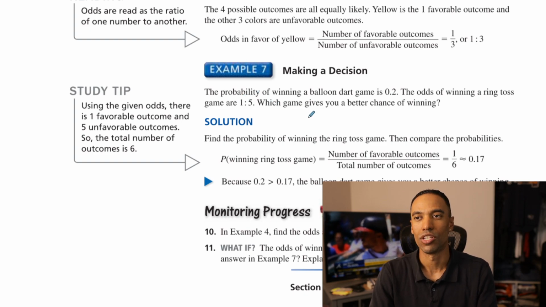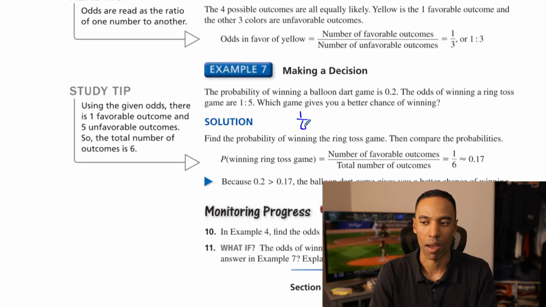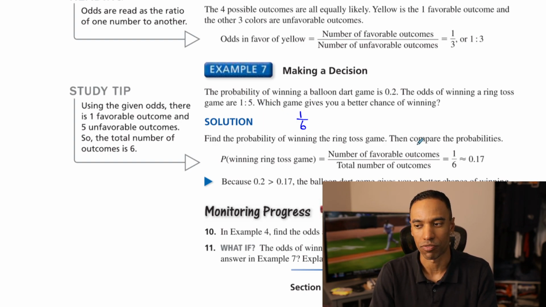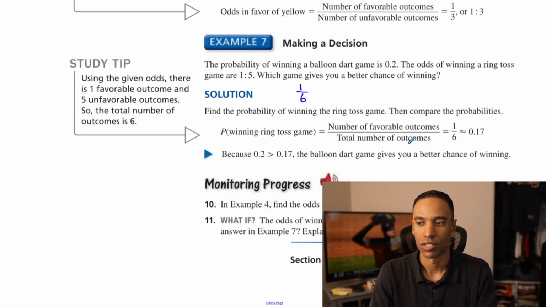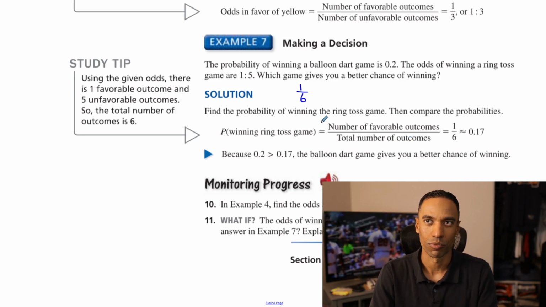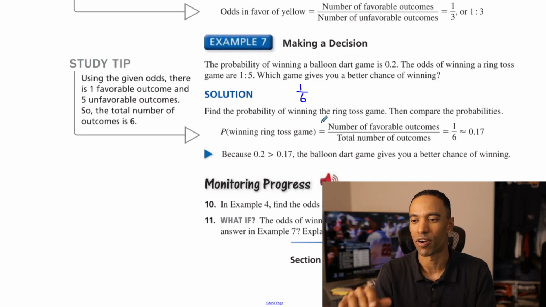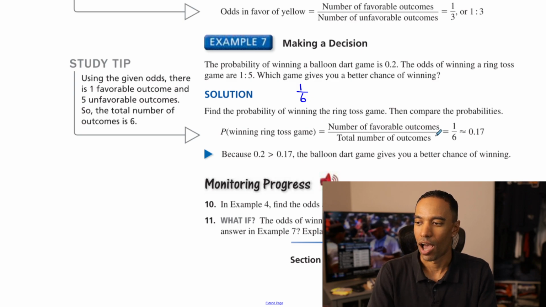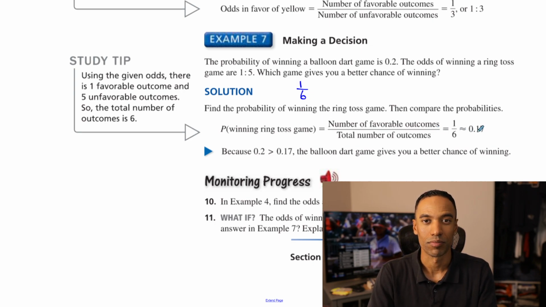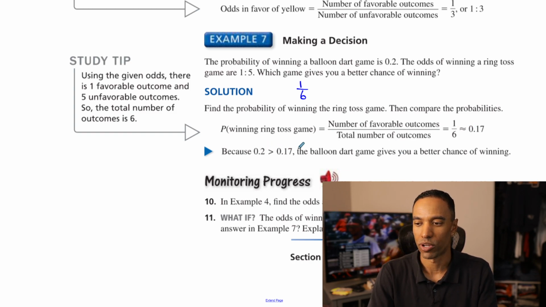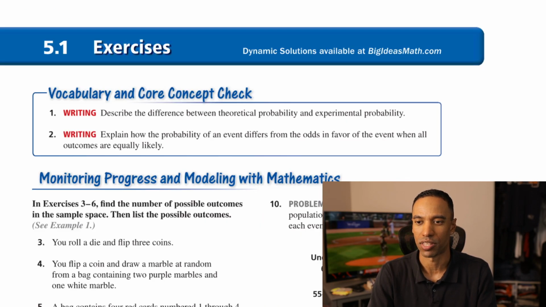Which means you have a 1 in 6 probability of winning that ring toss. That's 1 over 1 plus 5. There are 6 total outcomes here. Well, not outcomes, but as far as the odds go, which is 0.17. And 0.17, 17%, is less than 20%. So because 0.2 is greater than 0.17, the balloon dart game gives you a better chance of winning. So that's odds versus probability, and they mixed and matched there.